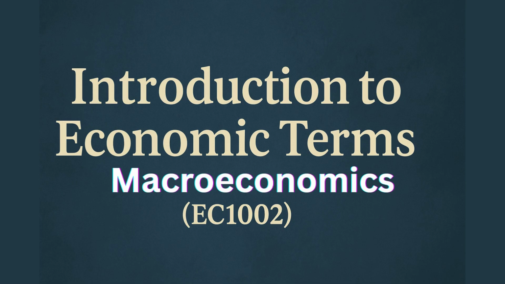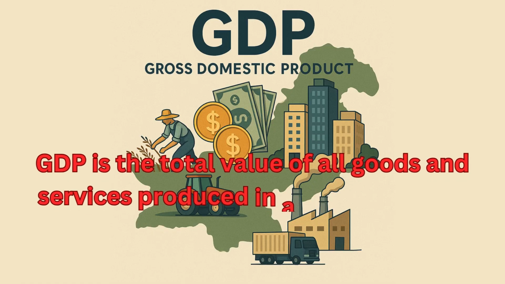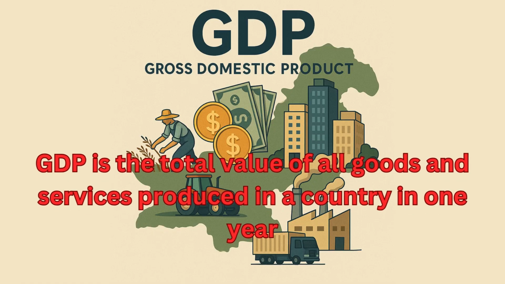While micro looks at individuals, firms and markets, macro looks at the economy as a whole. So the big picture, like national income, inflation, unemployment, growth and trade. Before we dive into complex models, we must first build our macro dictionary, the essential terms. So dear students, the first term is GDP, gross domestic product.